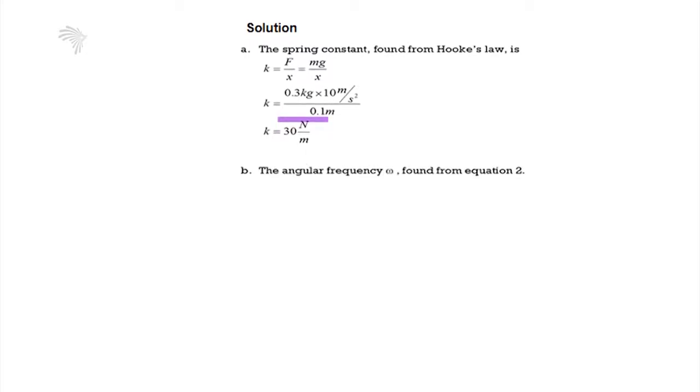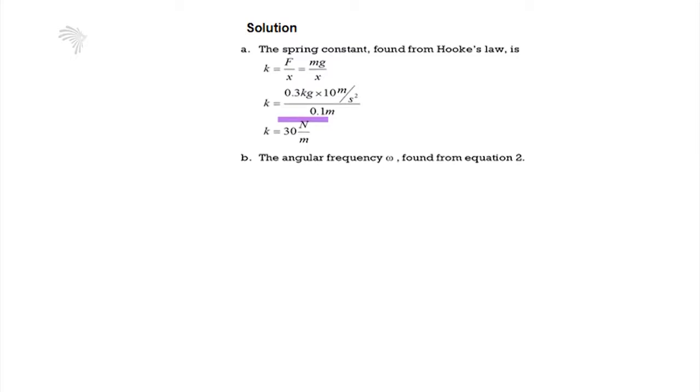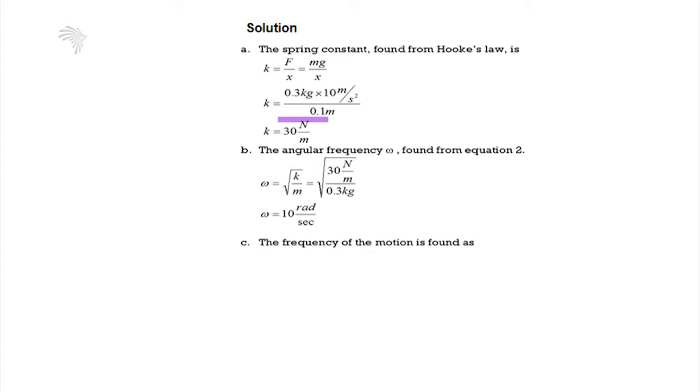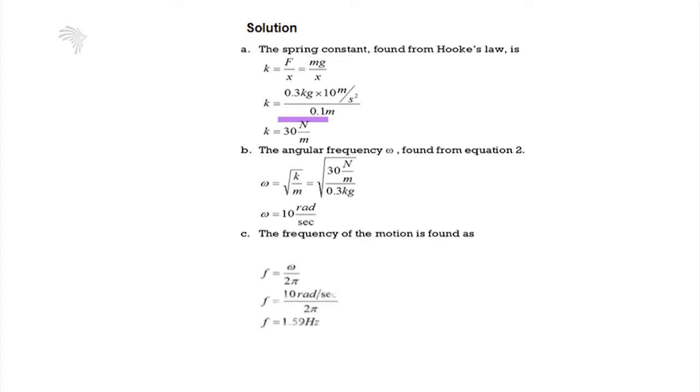The angular frequency omega is found from the expression omega is equal to the radical of K over m, which is 30 Newton per meter divided by 0.3 kg, which results in the square root of 100, which is equal to 10 rad per second. The frequency of motion can be found from the expression frequency is equal to omega divided by 2 pi. We have calculated the value of omega, 10 rad per second, divided by 2 pi, which yields 1.59 Hz.